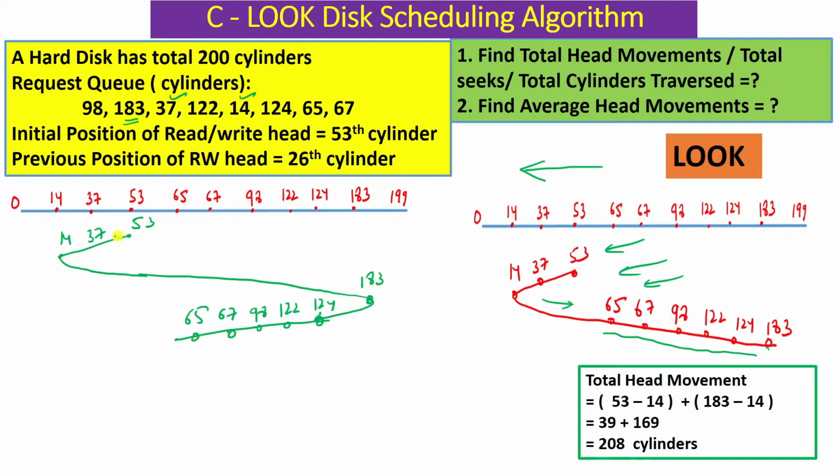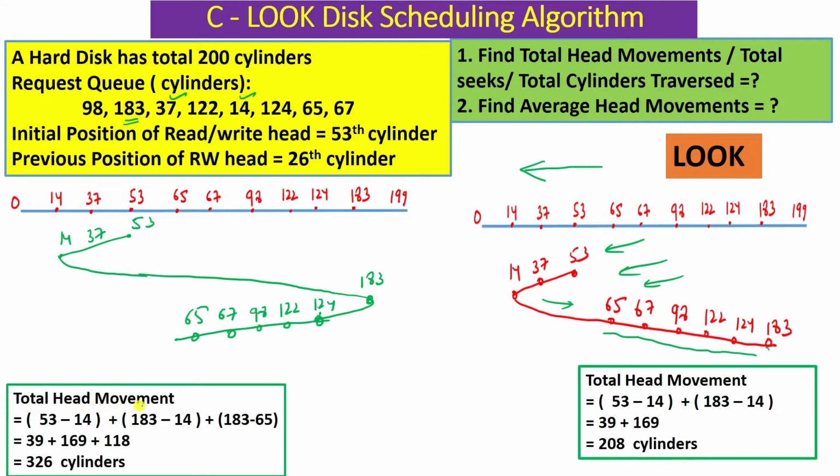So like SCAN, we are scanning the requests, and like LOOK, we are just going to the last cylinder number present in our request queue. These are the total head movements: 53 minus 14, then 183 minus 14, and then 183 minus 65. The total will be 326 cylinders traversed, and here we have only 208 cylinders traversed.